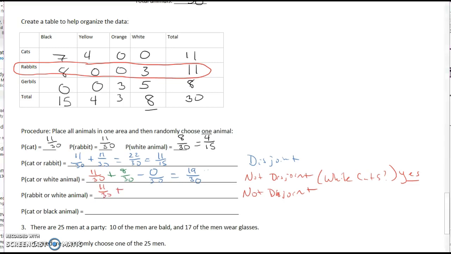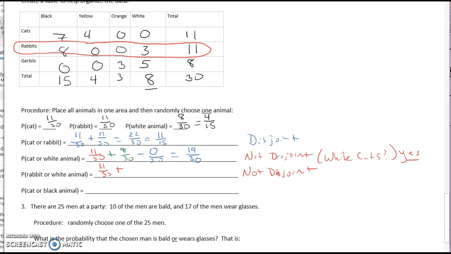Plus, now we're going to do the next one, which is white animals. And the probability of getting a white animal is right here. And that one is 8 out of 30. And now let's look for that overlap. You see where that overlap exists? It is right here. And how many of them are there? There are 3 out of 30.